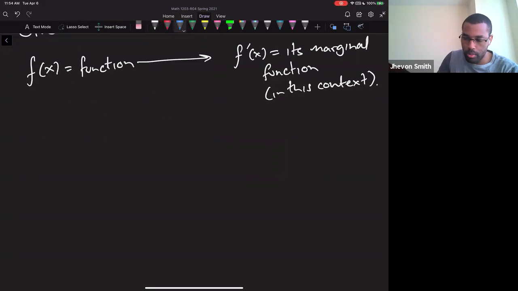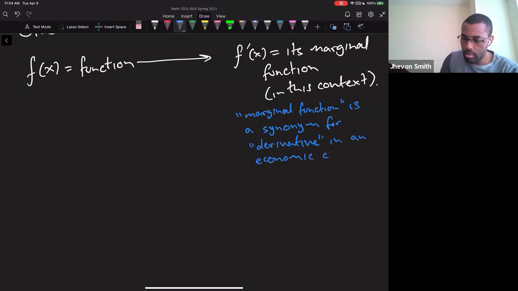So marginal function is a synonym for derivative in an economic context. So we know a bunch of synonyms for derivatives at this point. Derivative is the same as saying slope, just in a more general way. It's the same as saying instantaneous rate of change. It's the same as saying how fast the output is changing in relation to the input. These are all different phrases for the same thing.